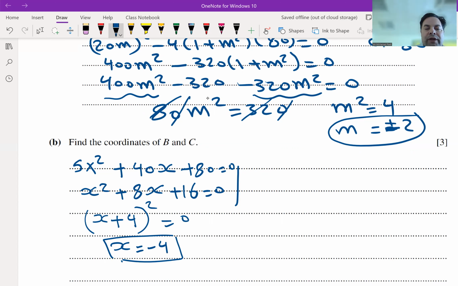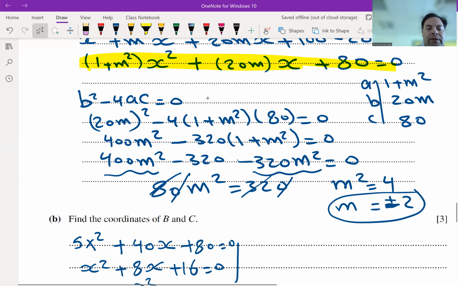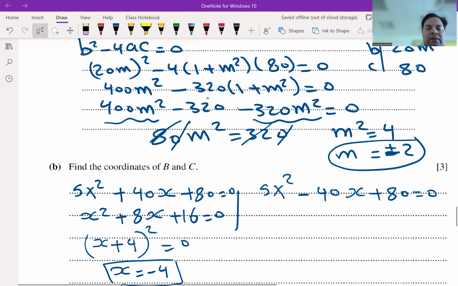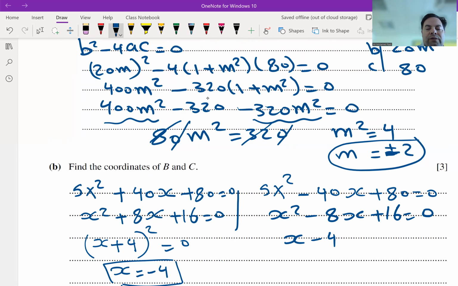In the same way, if we substitute negative 2, it will be 5x squared minus 40x plus 80 is equal to 0. Divided by 5, it will be x squared minus 8x plus 16 is equal to 0. By solving, if you factorize it, it is (x minus 4) the whole squared, and x is equal to 4.